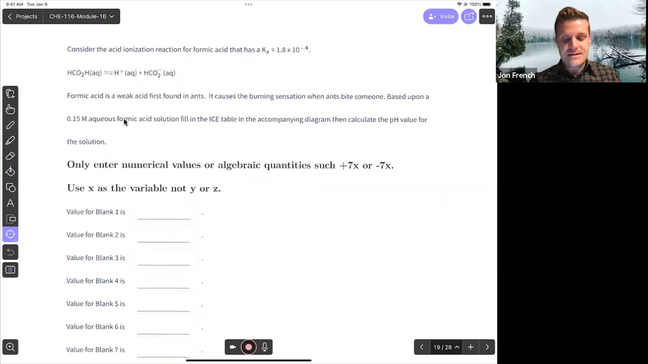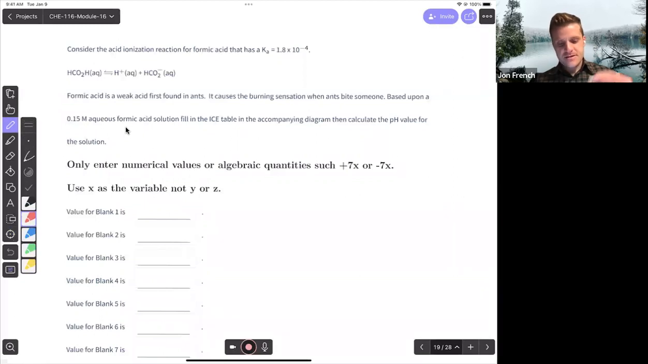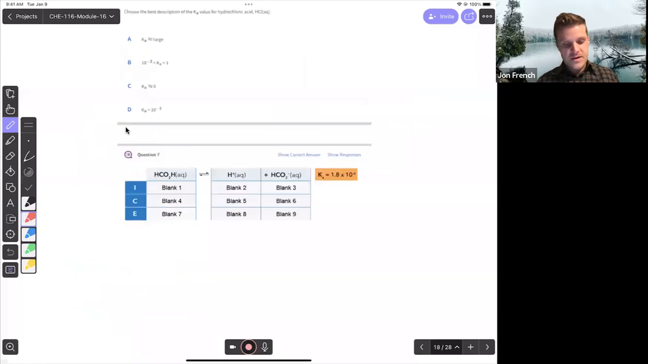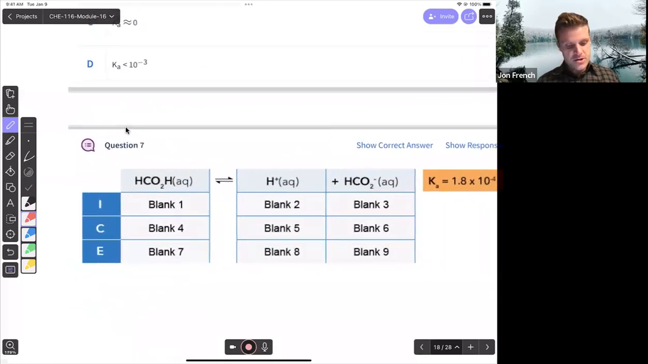So for the exam tomorrow, we're definitely going to have a question like this, like question 7, right? We've got a weak acid, formic acid, that ionizes to give us our hydronium and the conjugate base. They tell us the Ka, and they tell us the concentration of our weak acid, 0.15. So if we want to set up the ICE table, initially we're going to have 0.15, 0, and 0. We start with 0.15 acid, they tell us that, 0 hydronium, 0 conjugate base.